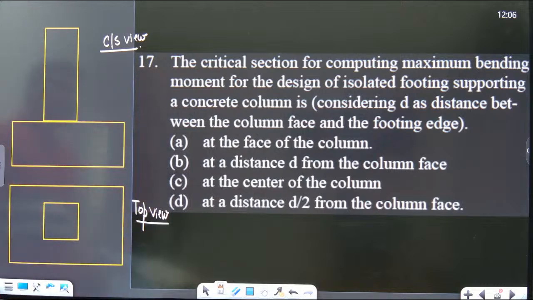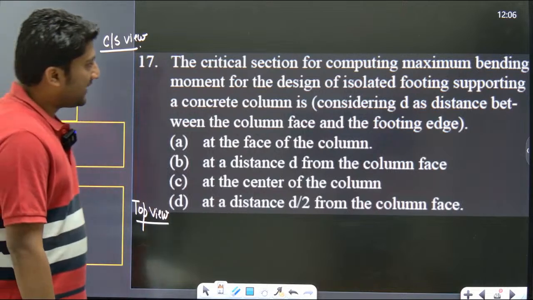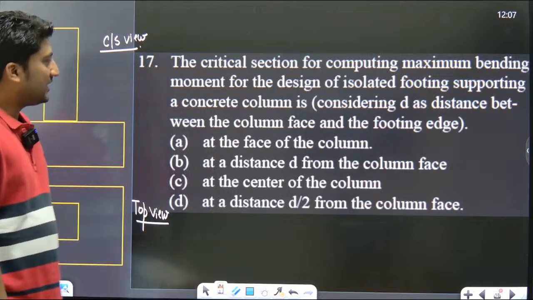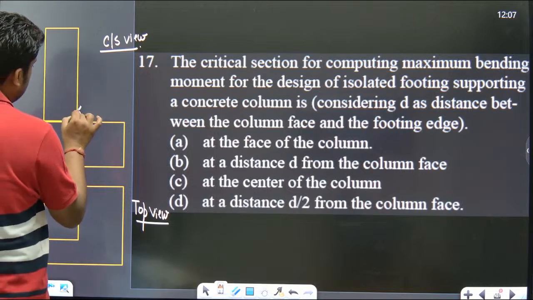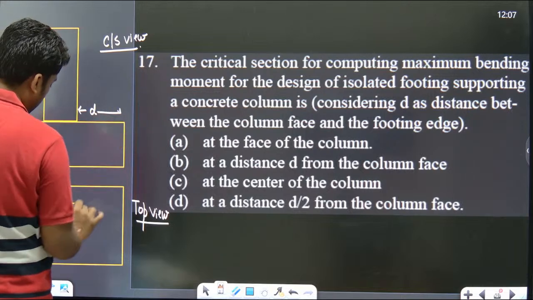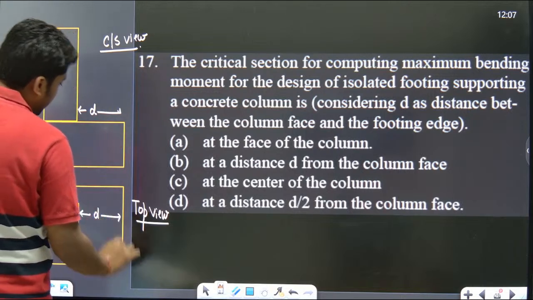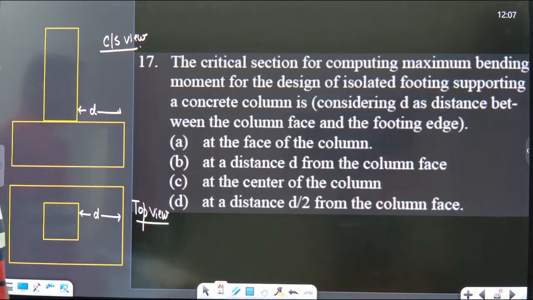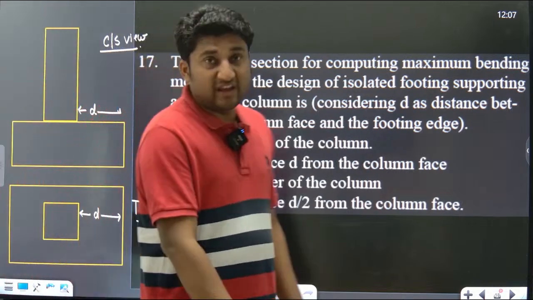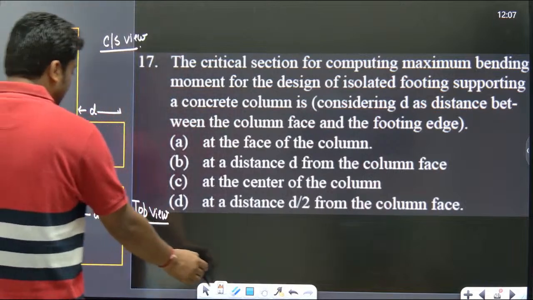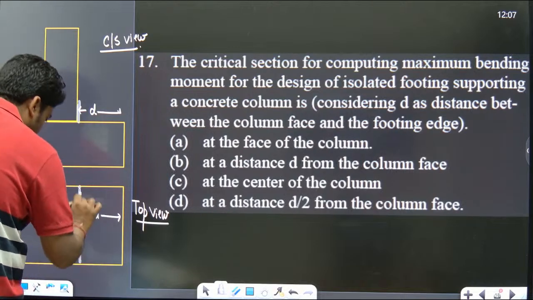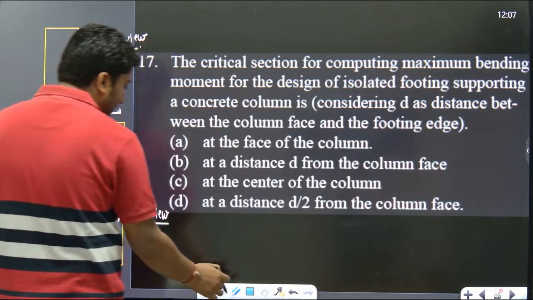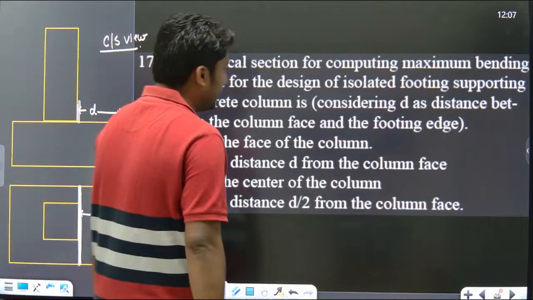The critical section for computing maximum bending moment for the design of an isolated footing supporting a concrete column is... consider D as the distance between the column face and the footing edge. So you can see very carefully this distance is nothing but D. Now for the critical section for bending moment, the face of the column is considered. At this point we get the maximum bending moment. Option A is the correct answer.